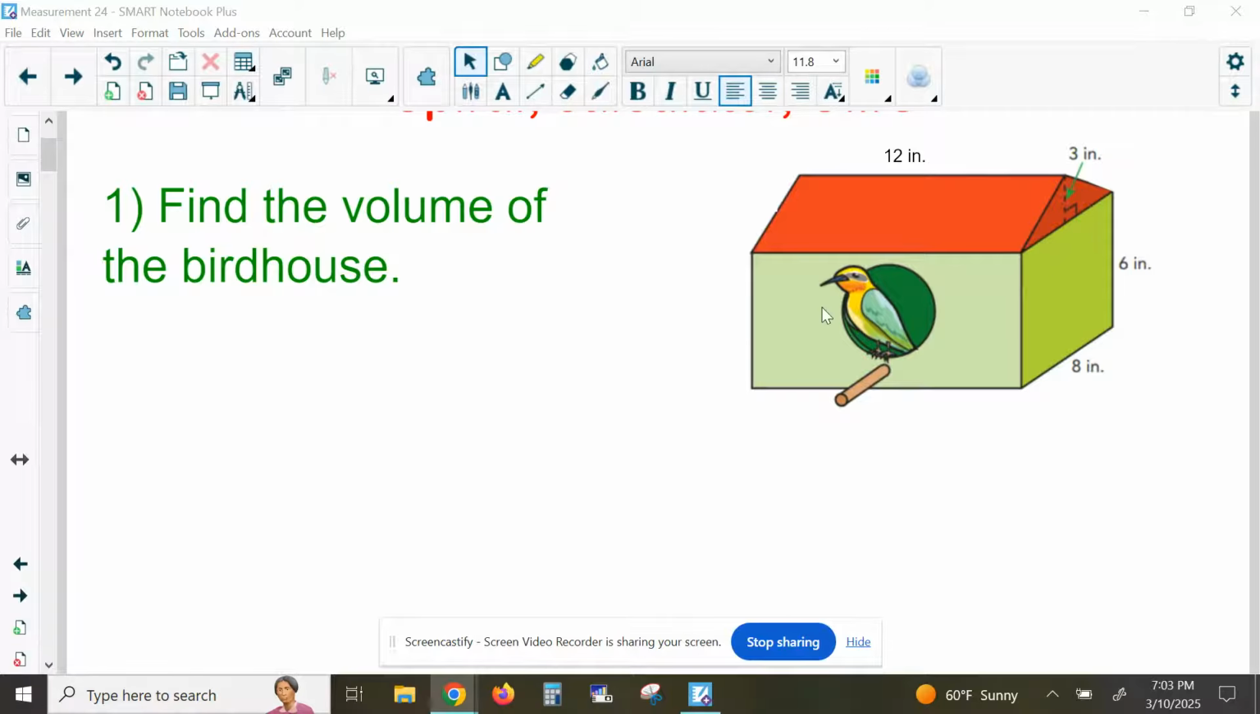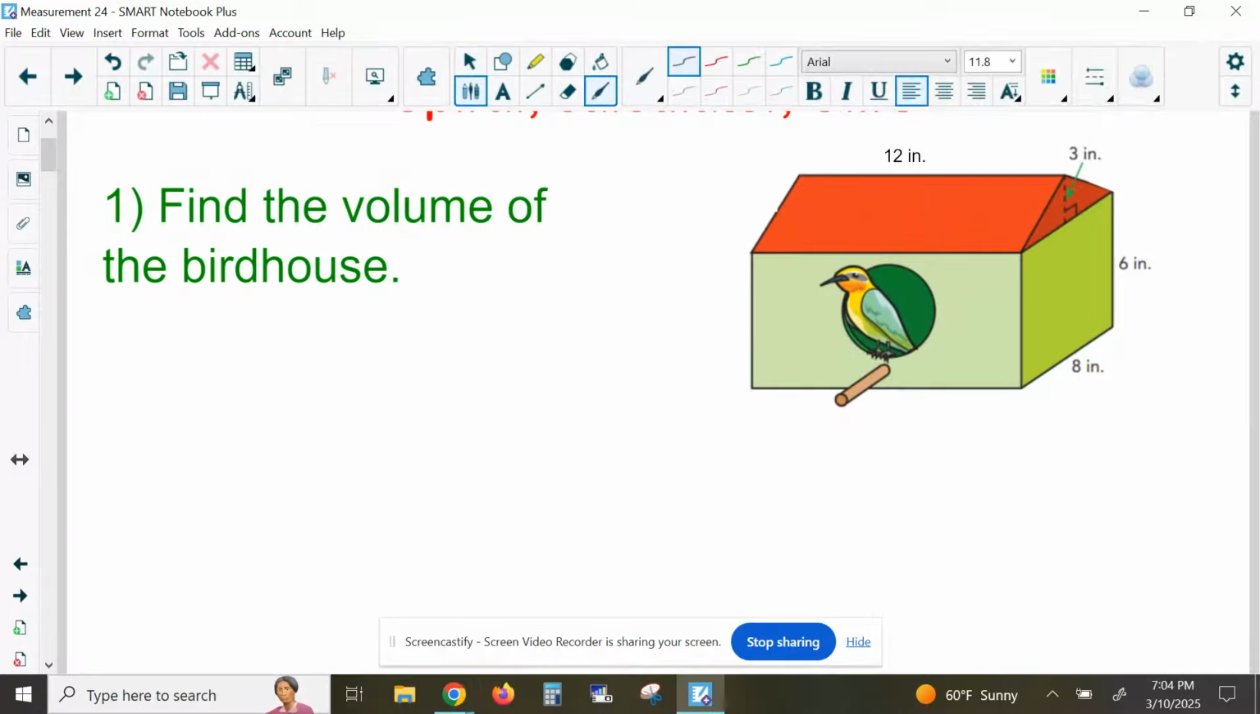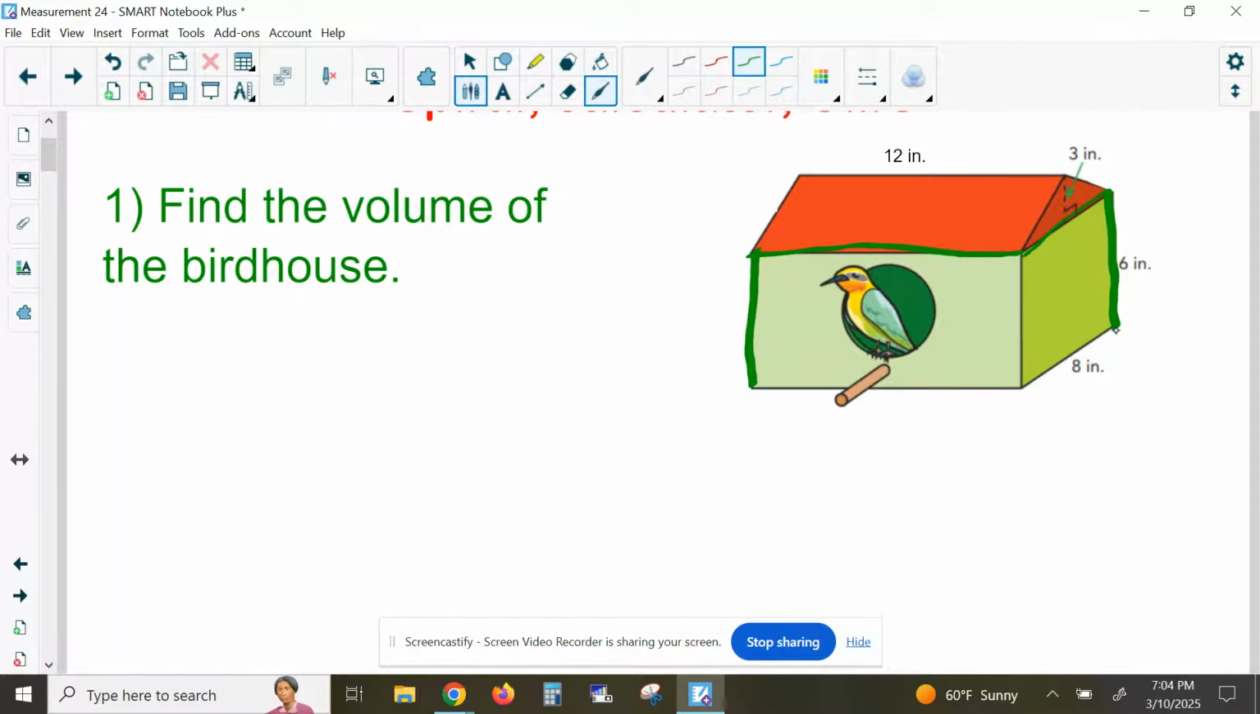So if you take a look at this, you can see that we do have a rectangular prism. And then we have a triangular prism on the top of it. So let's talk about this bottom green part. So this bottom part is clearly a rectangular prism. So this just looks like a normal box on the bottom.